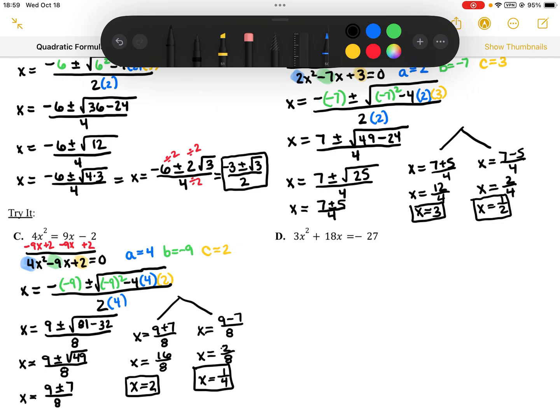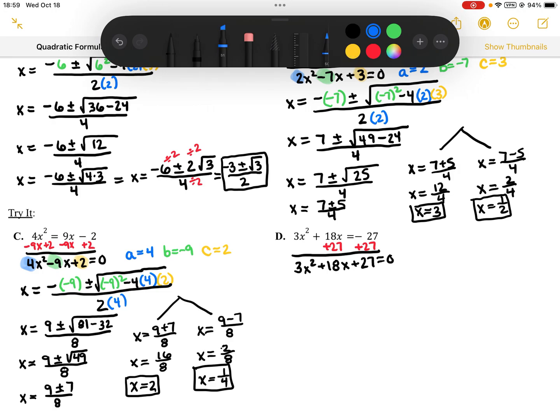For D, I have 3x squared plus 18x equals negative 27. So I need to move that 27 over to the left-hand side by adding 27 to both sides to get it in standard form. So I have 3x squared plus 18x plus 27 equals 0.